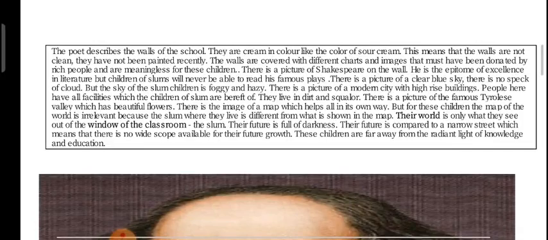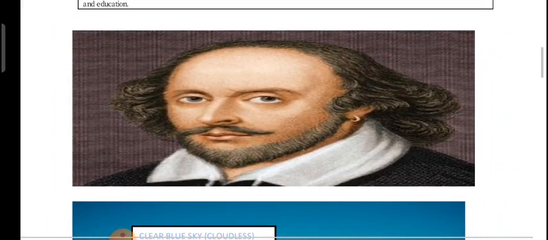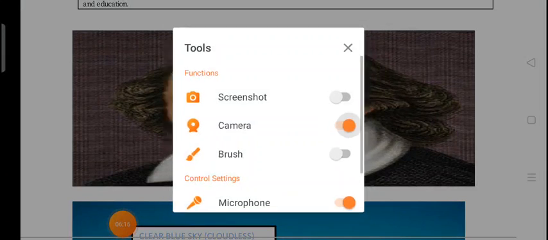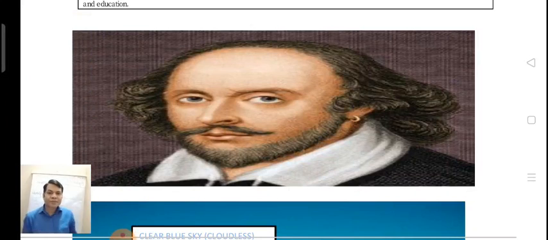So thus, dear students, as you can see the picture of William Shakespeare, it is there in the classroom, as William Shakespeare is famous for his literary excellence. But the children in the classroom cannot read what was written in their book. They are devoid of nutrition. They are devoid of the basic facilities, let alone reading the book.